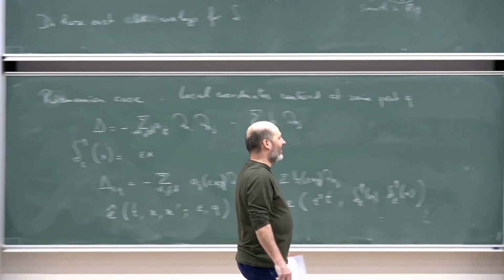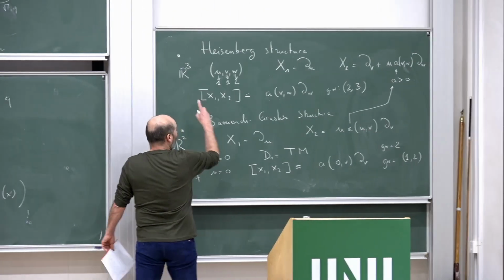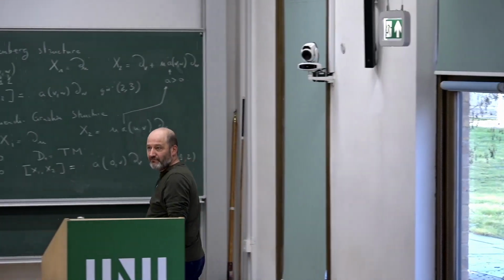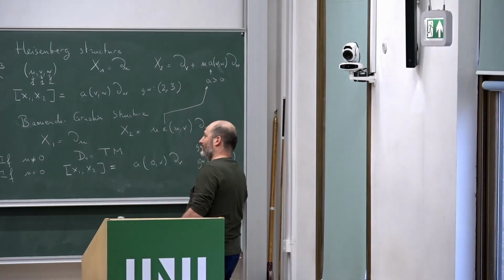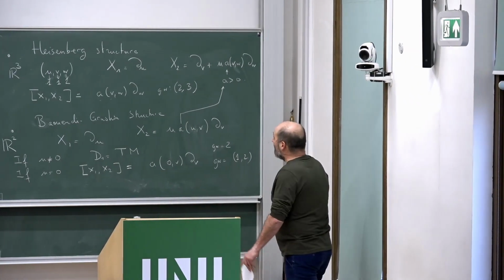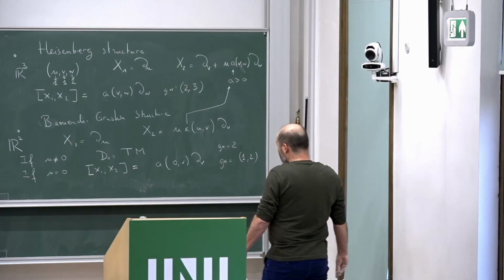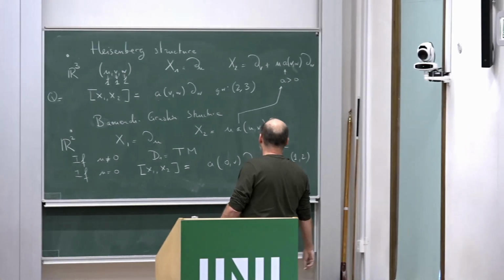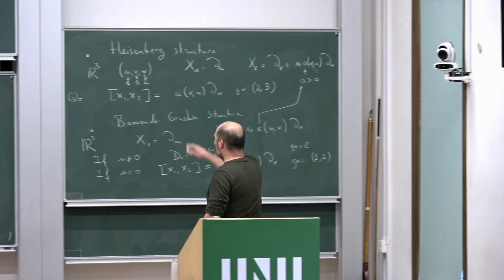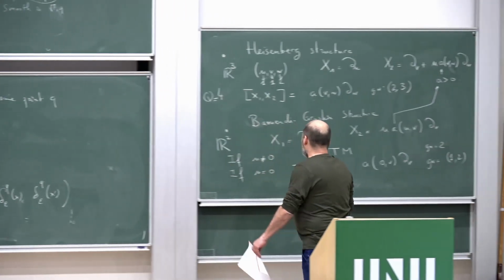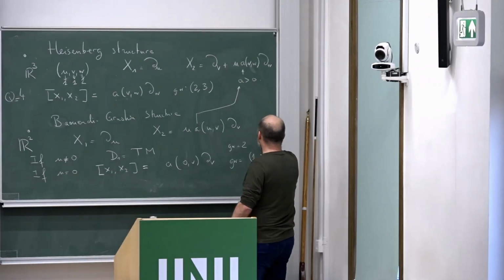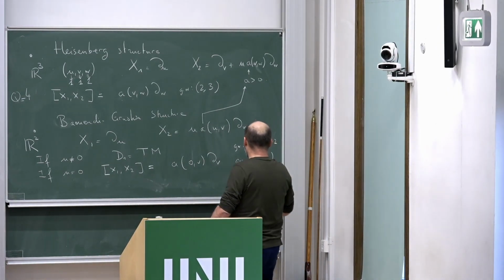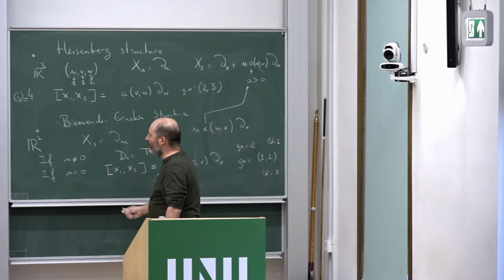For the Heisenberg structure, okay, I didn't say it, the Heisenberg structure is equiregular. The Grushin is not. So those are the two basic examples. Q for the Heisenberg structure is 1 plus 1 plus 2, so that's 4. And Q for the Grushin structure is 2 if you're away from u equals 0, and it's 3 if u is 0.